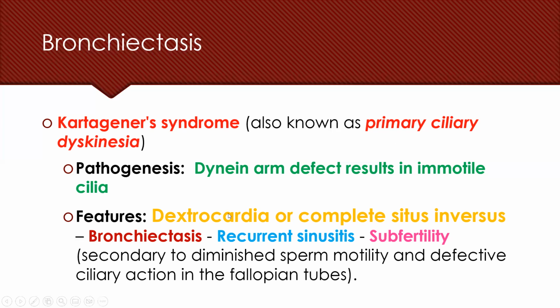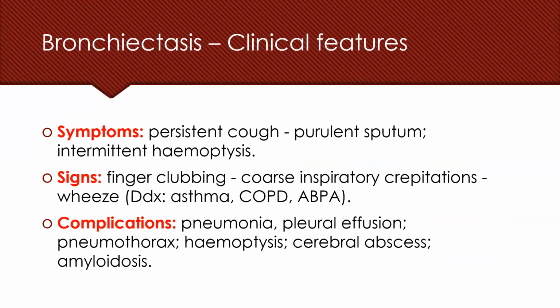Again, bronchiectasis may be one of the features of Kartagener syndrome, along with recurrent sinusitis and subfertility due to diminished sperm motility and defective ciliary action in the fallopian tube. The symptoms of bronchiectasis include persistent cough, purulent sputum, and intermittent hemoptysis. The signs, again, include toxic manifestations and finger clubbing.